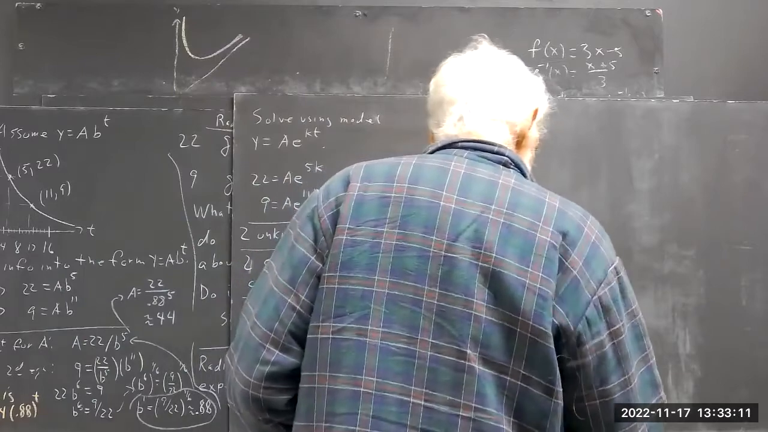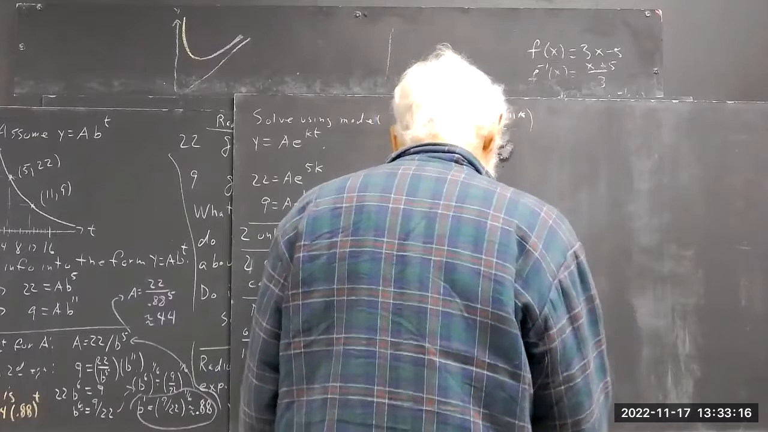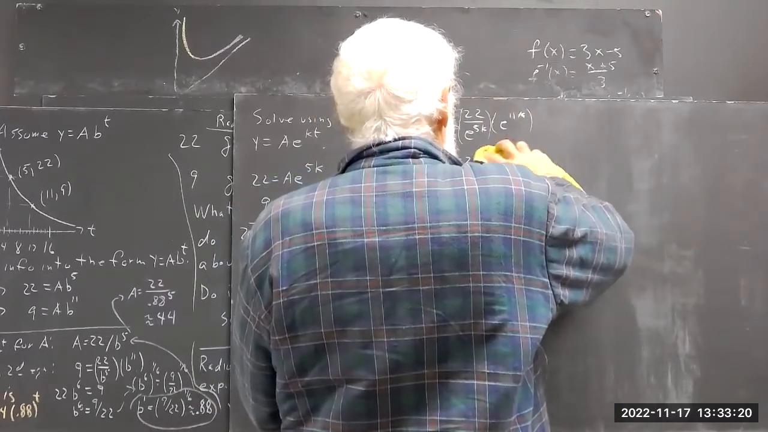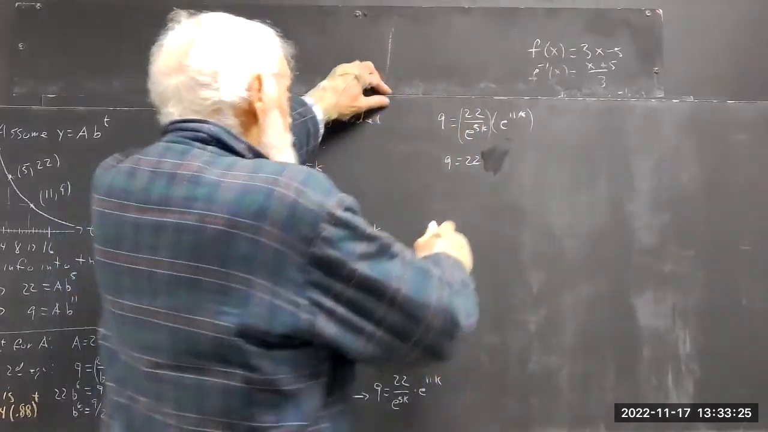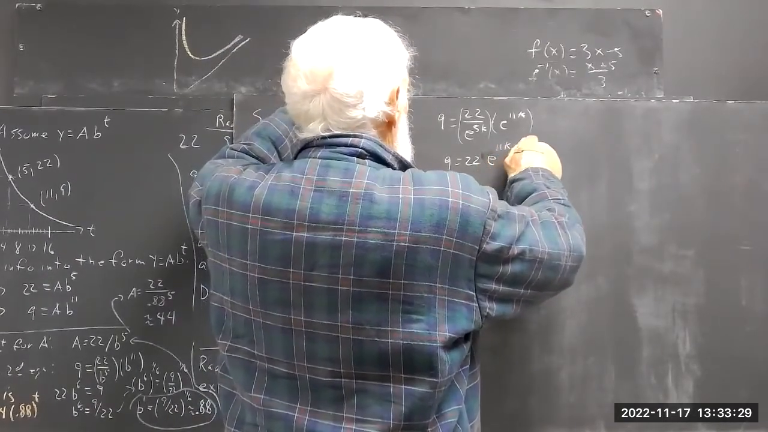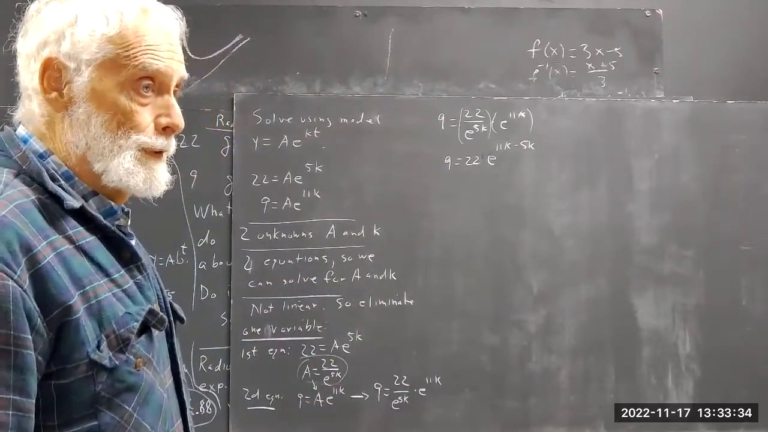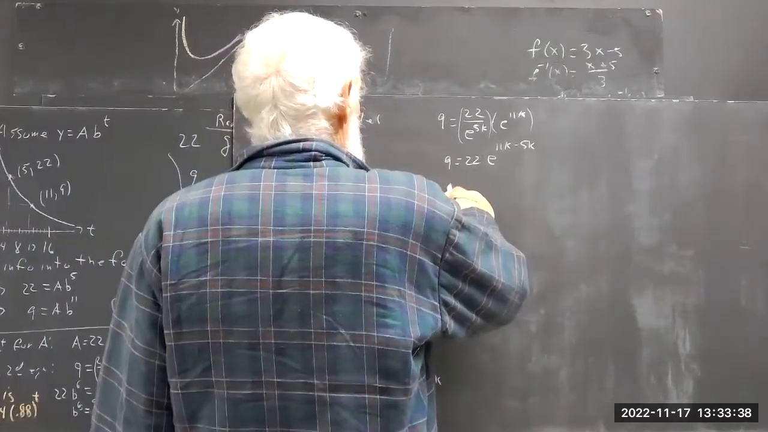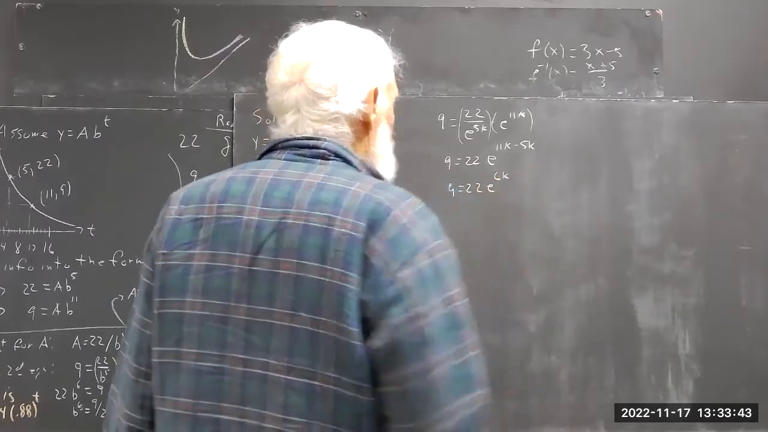Well, let's go ahead and write this out a little more explicitly to make sure that we see why it's e to the 6k. Everybody eventually got that. But this is e to the 11k minus 5k by rules for exponents. So that 9 equals 22 e to the 6k.